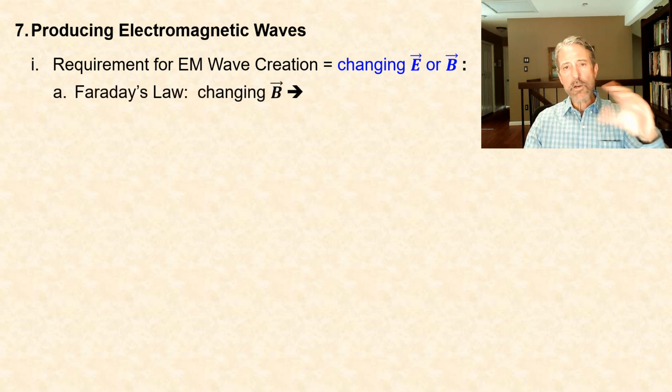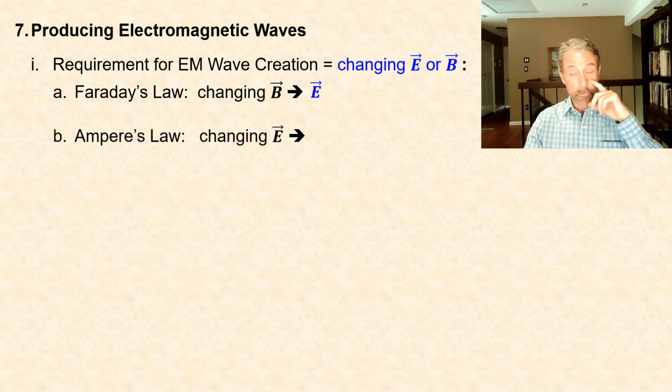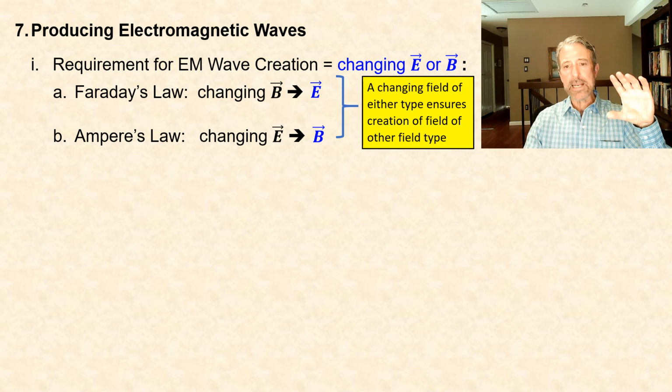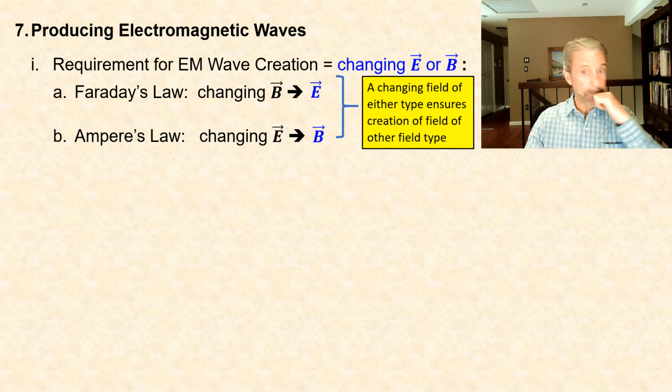If we think about what we know about Maxwell's equations, in particular, Faraday's law tells us that in a region of space where the magnetic field changes in time, this will induce or create an electric field. And we know that Ampere's law conversely tells us that in regions of space where the electric field changes in time, this will create or induce a magnetic field. So the bottom line is that a changing field of one type ensures the creation of the other type of field.